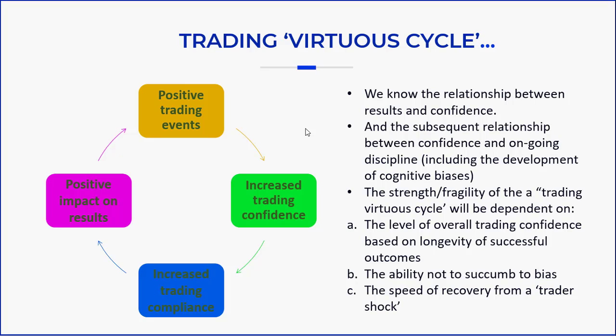Now, the strength or fragility of a trading virtuous cycle will depend on what level of confidence you actually have, and that's based on the longevity of successful trading outcomes. If that starts to wane a little bit, then you may find that this confidence becomes more fragile. Secondly, of course, it's the ability not to succumb to bias, and we've done other videos on trading biases. And of course, the speed of recovery or resilience from a trader shock, because we know from time to time there's going to be something that happens that just takes us aback. There is a more major loss than we expected, a major market event that takes us out of many trades at a time. We get a succession of losing trades, but it's our ability to be resilient.